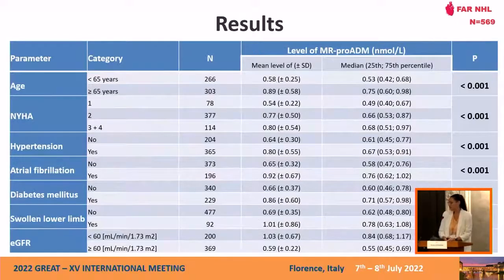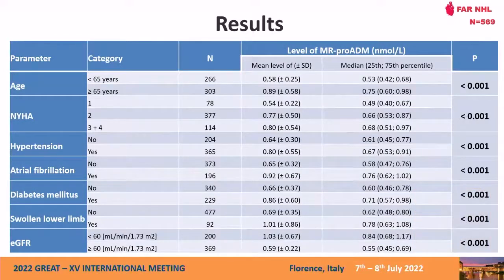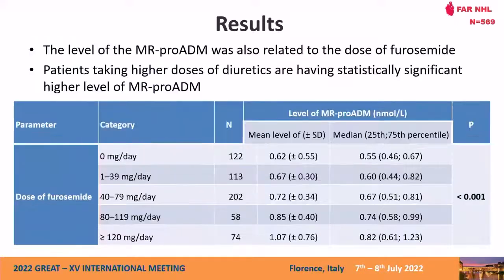We have also discovered statistically significant differences in other parameters. Patients with a higher level of mid-regional proadrenomedullin were statistically significantly older, classified with a higher NYHA class, more often suffered from comorbidities such as hypertension, atrial fibrillation, and diabetes mellitus, more often had swollen lower limbs, and had worse renal function. There was no statistical difference in sex, etiology, and ejection fraction.